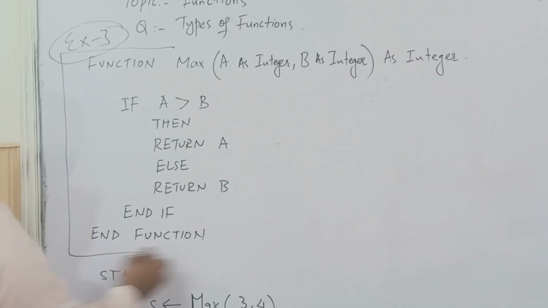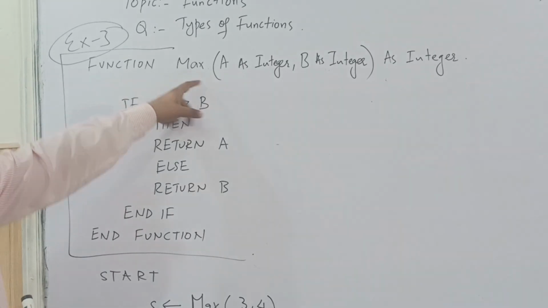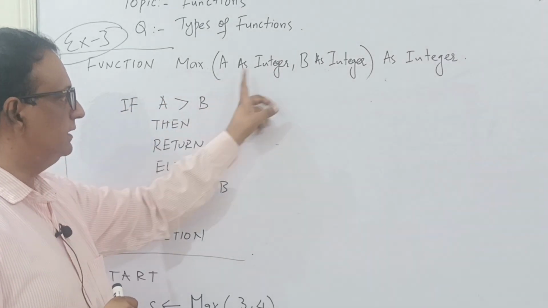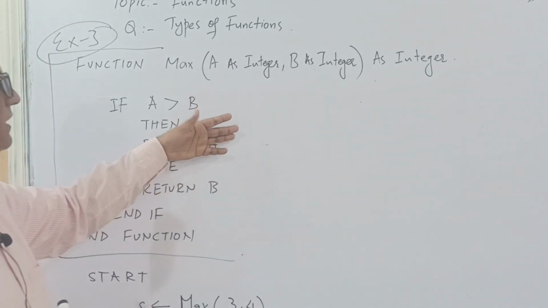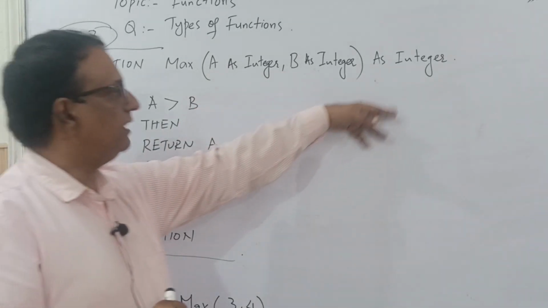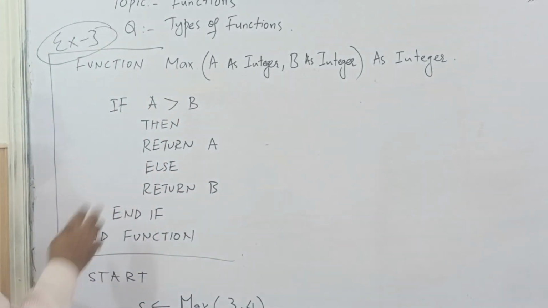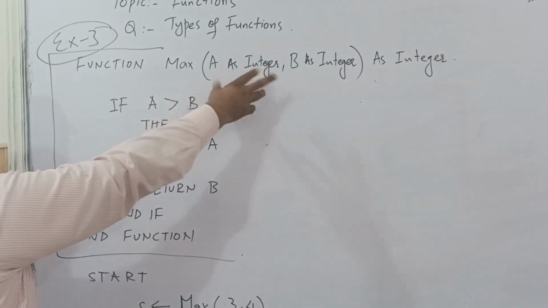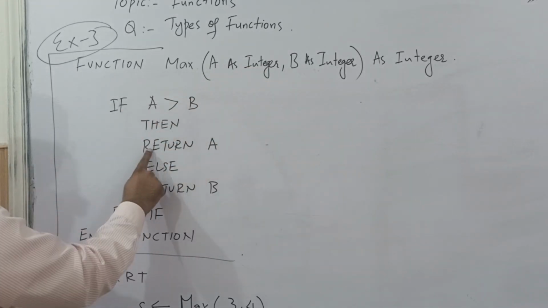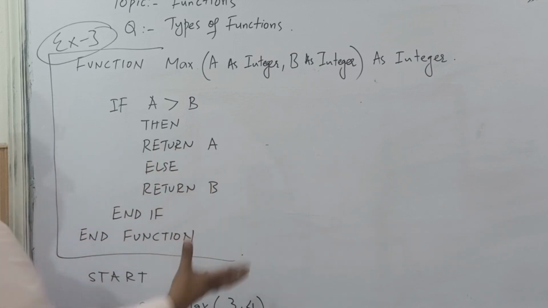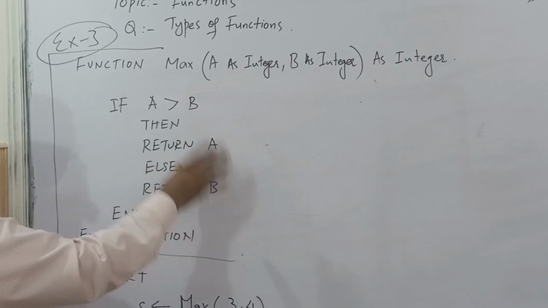First, we have a function. The name of the function is max and it receives two inputs. The first will be named as A, the second will be named as B, and it will return one answer, and that answer that goes back is of the type integer. Now, what it does, it has two values A and B. If A is greater than B, then return A. That means it finds out the maximum of the two values and returns back that value.